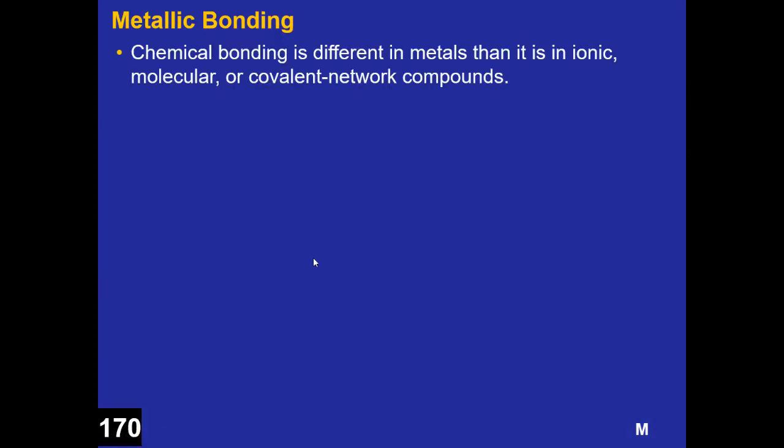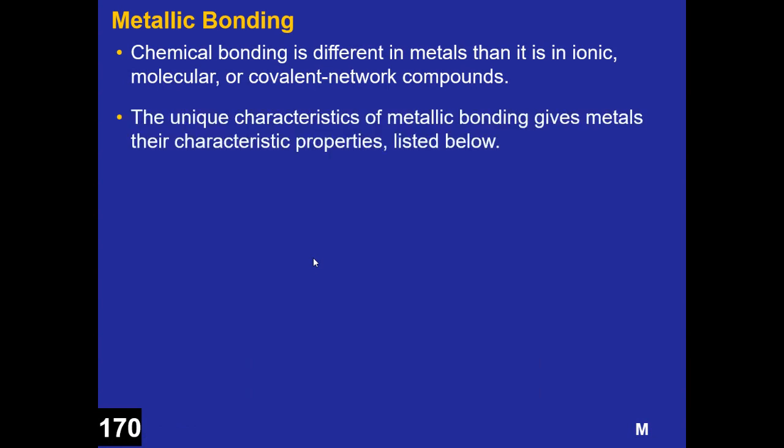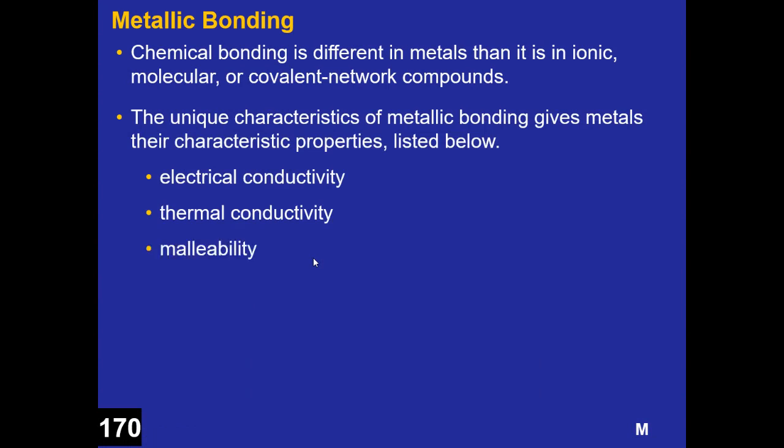Okay. Now, this is different than what we've seen before in ionic or molecular compounds. This type of bonding gives way to some of the characteristic properties of metals, such as electrical conductivity. You have all those free moving electrons, and that's what electricity is, the moving electron. That's why metals conduct electricity. They also have thermal conductivity, malleability.